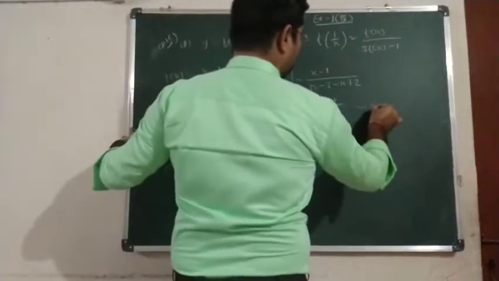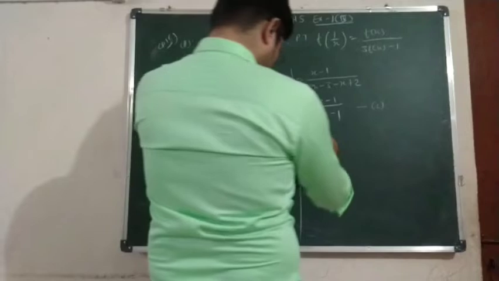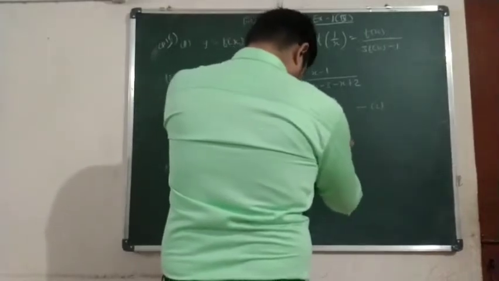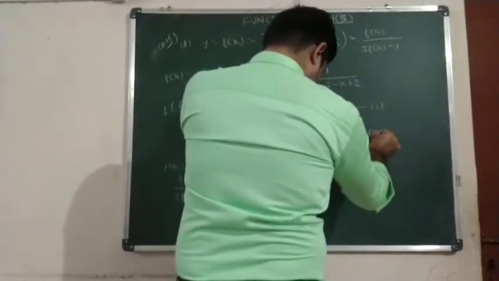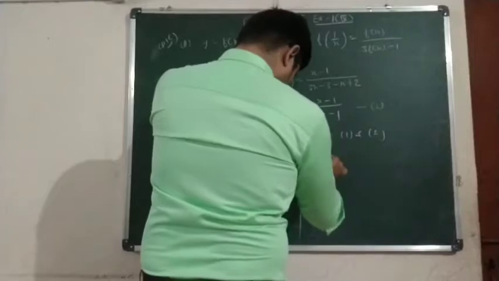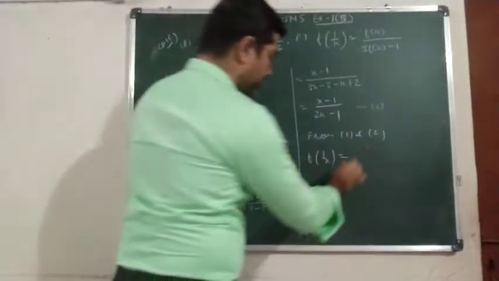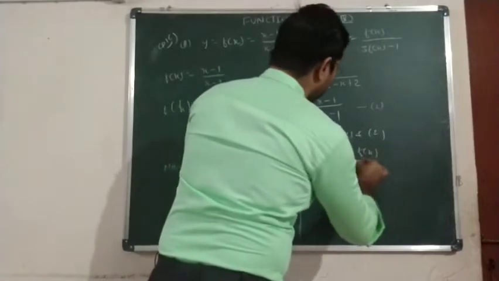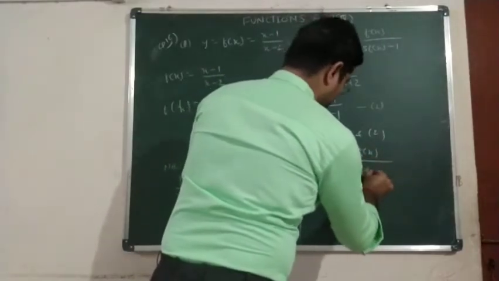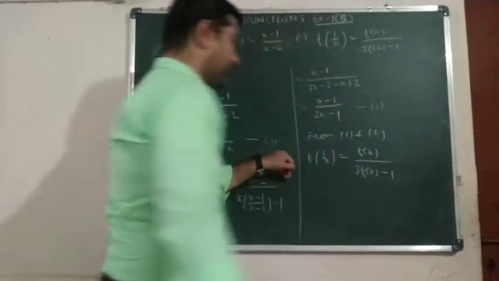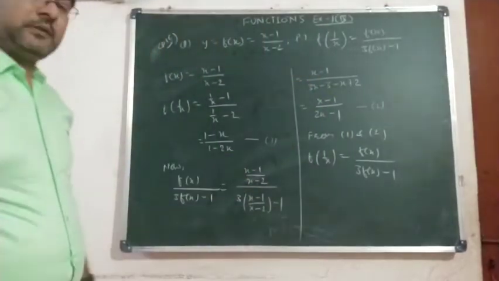Now look at these two results, number 1 and number 2. So from 1 and 2 we can say f of 1 upon x is equal to f of x upon 3 into f of x minus 1. Please note down.